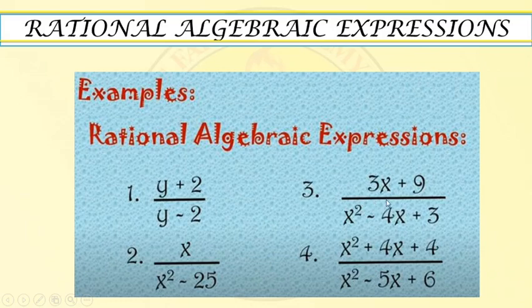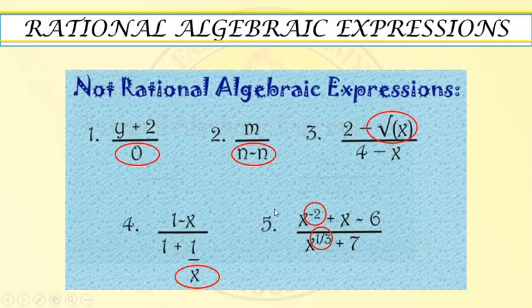Kasi wala siyang negative exponent, walang fractional na exponent, walang radical sign, and walang variable na denominator. Okay? And then next, x squared plus 4x plus 4 over x squared minus 5x plus 6 is also a rational algebraic expression. Okay? Kasi wala naman siyang negative exponent, wala siyang fractional exponent, walang radical sign, at walang denominator na variable. Okay?